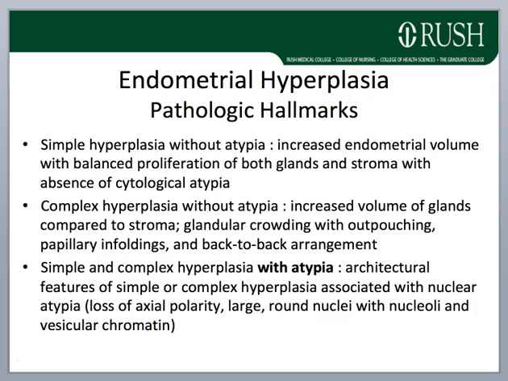In simple and complex hyperplasia with atypia, the same architectural features of either simple or complex hyperplasia are present, but now associated with nuclear atypia, including loss of axial polarity, large round nuclei with nucleoli, and vesicular chromatin.